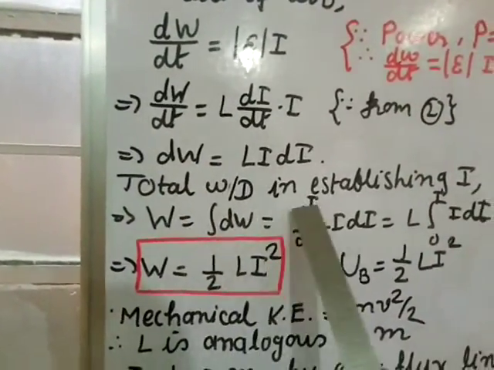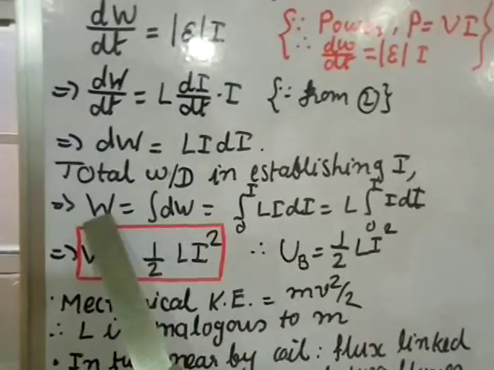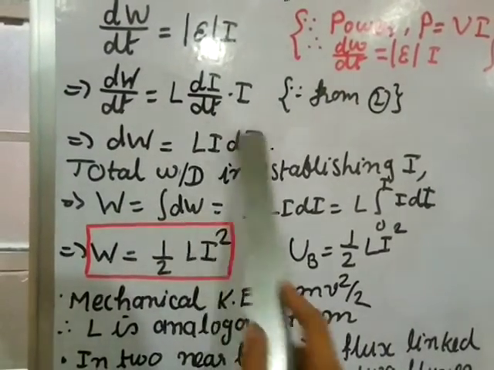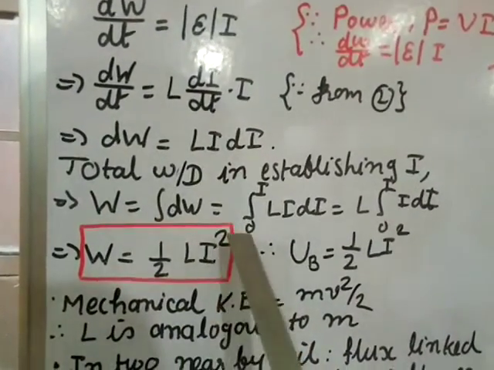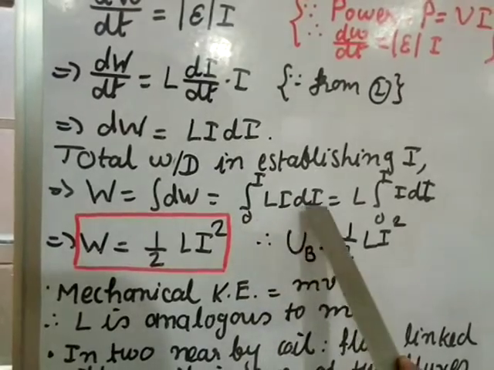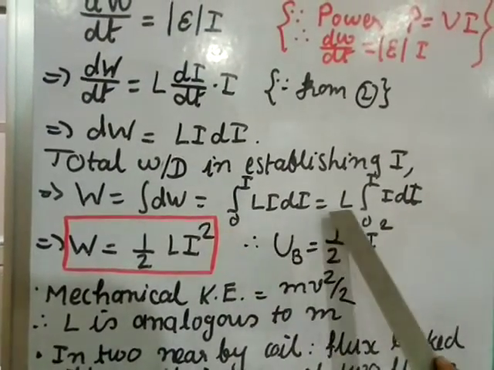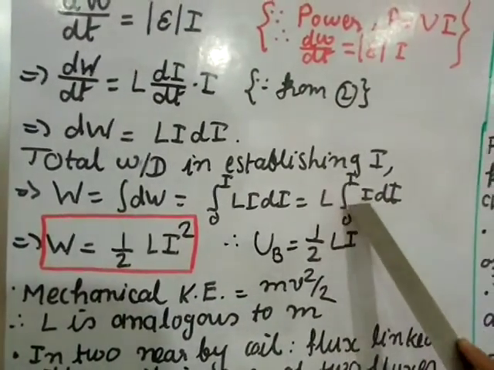So total work done in establishing current I, W is equal to integral dW. You have to integrate this value. So integral 0 to I of Li di. L is a constant, take it out. So integral 0 to I of i di.